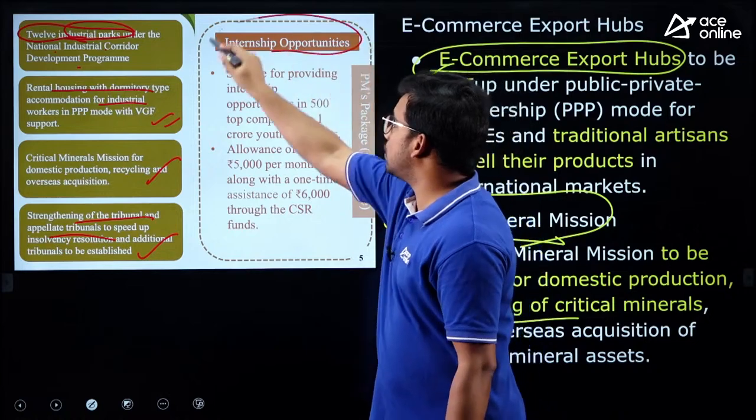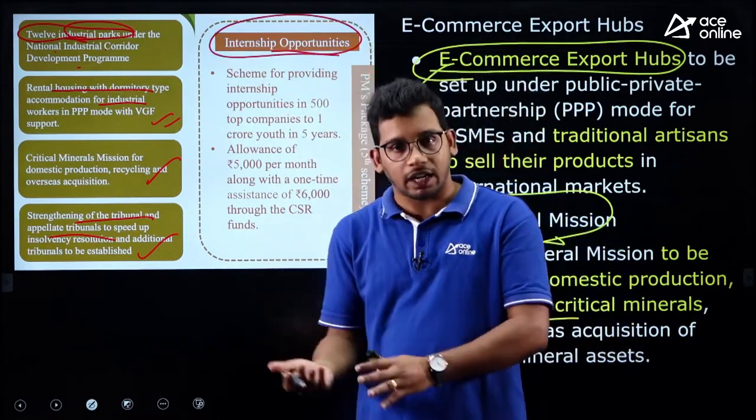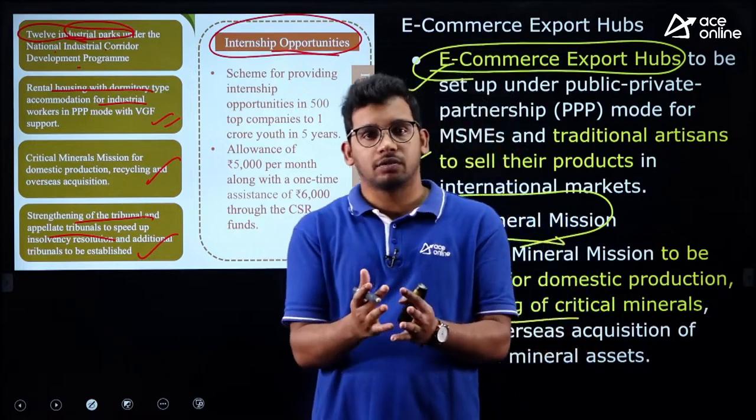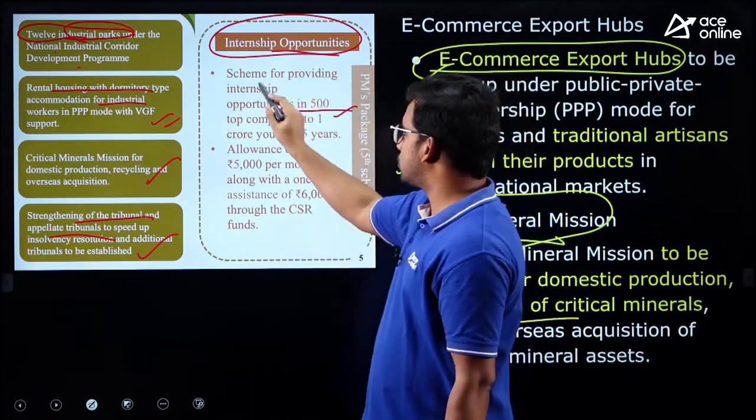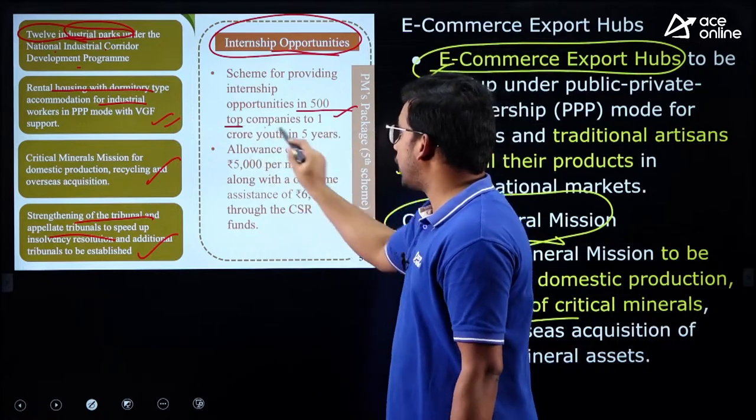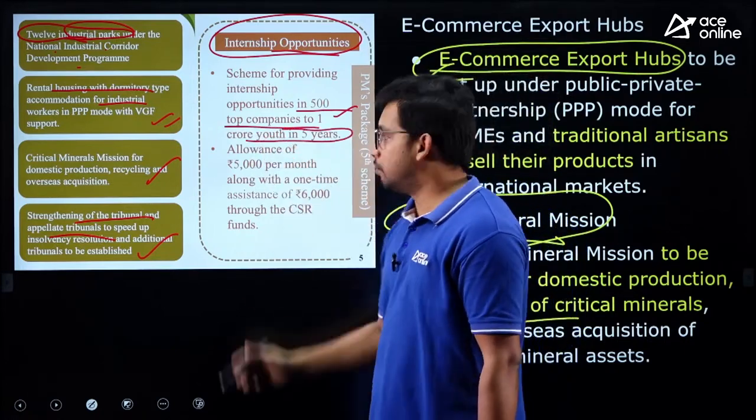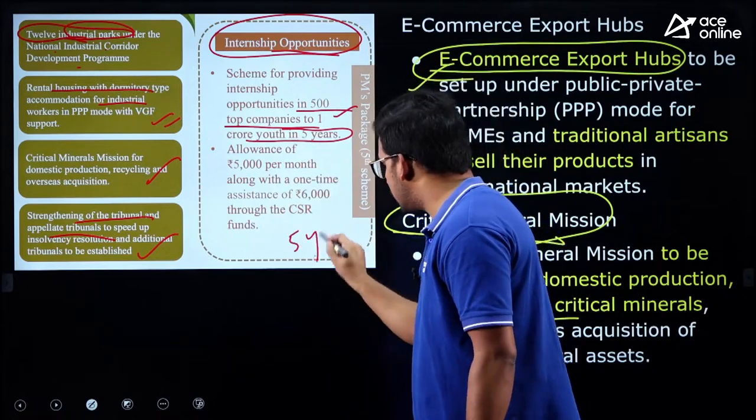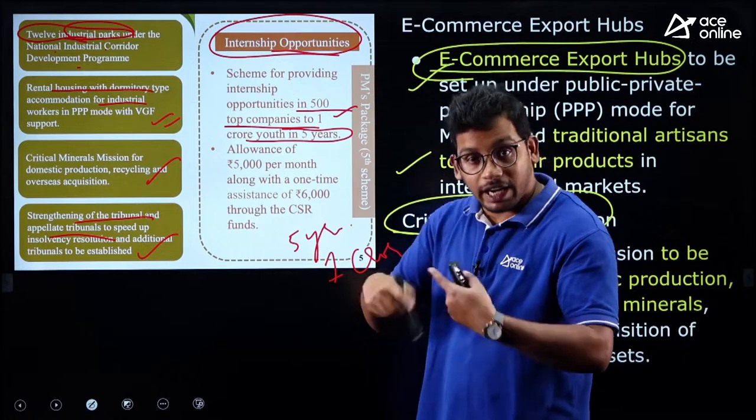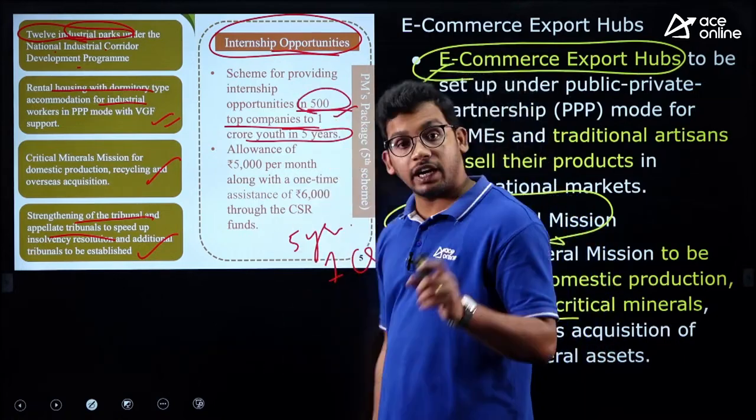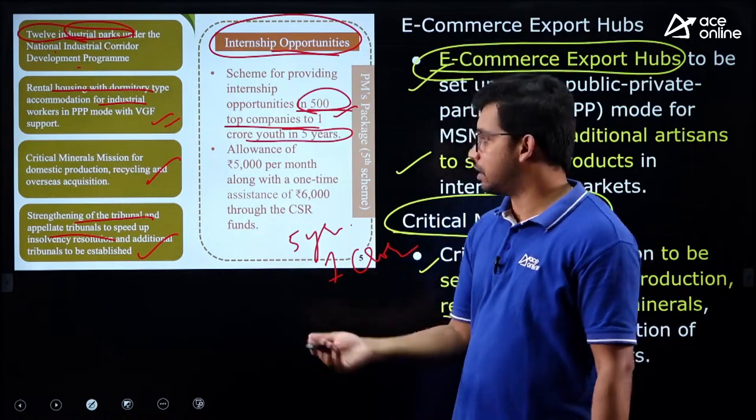Then the government is also going to promote internships. For example, you want to do an internship before going into the actual job, you want to know the skills and how it works. For that purpose also, the government is going to provide a scheme in the top 500 companies for 1 crore youth in 5 years. So in the next 5 years they are going to support 1 crore youth to take internships in the top 500 companies. So you will generate skills also, right, and it will be helpful for the industry.